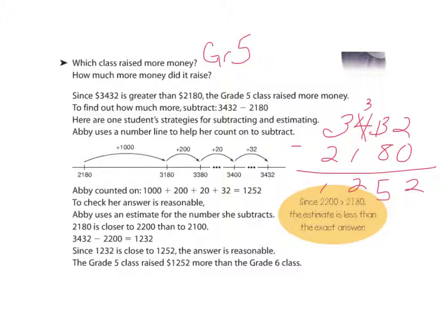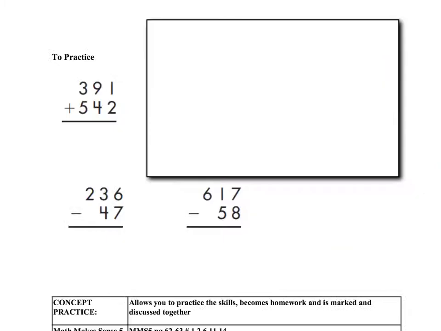Remember, we can also check if this is an overestimate or an underestimate. Because this number is larger than this number, the estimate is going to be less because now we're taking away. So we're taking away more than the actual. So our estimate is going to be less.